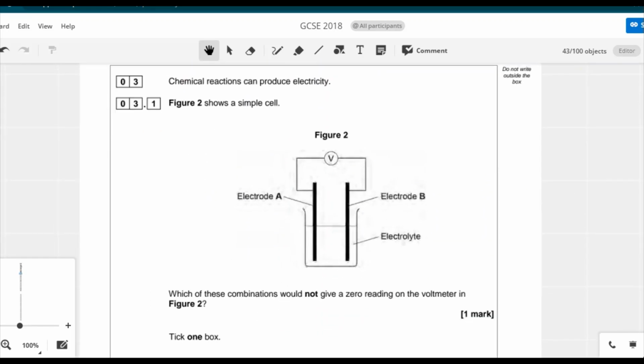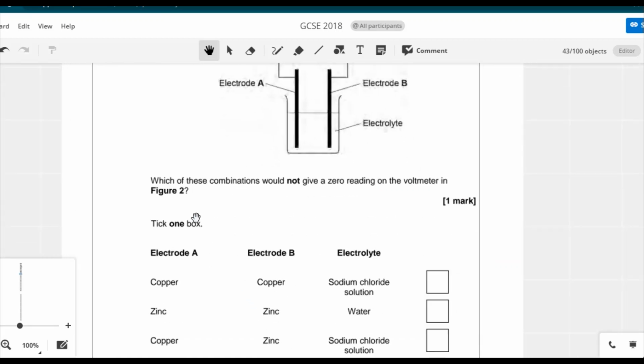Okay, question number 3 is taken from electrochemistry, because here the chemical reaction can produce electricity. The figure shows a simple cell, with electrode A, electrode B and the electrolyte present, and there is also a voltmeter. So the question is, which of these combinations would not give a zero reading on the voltmeter in fig 2?